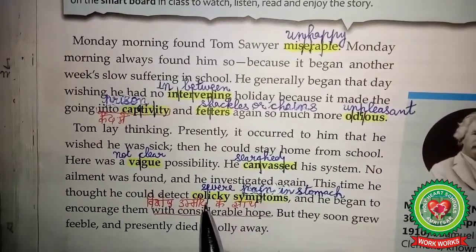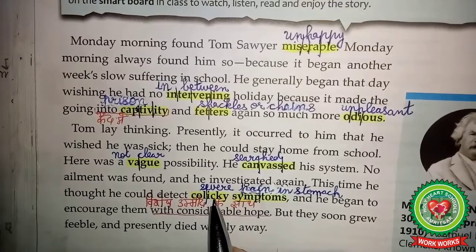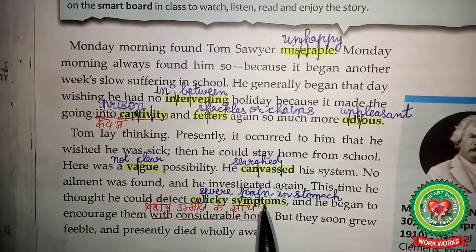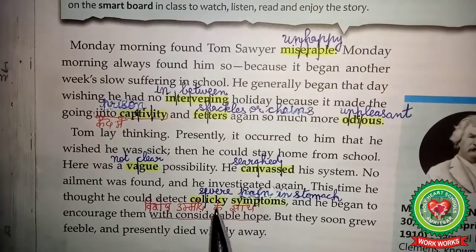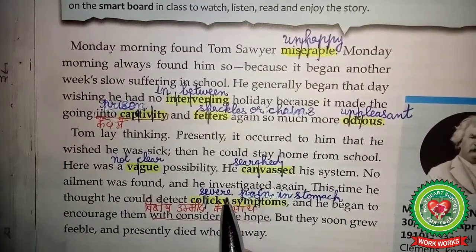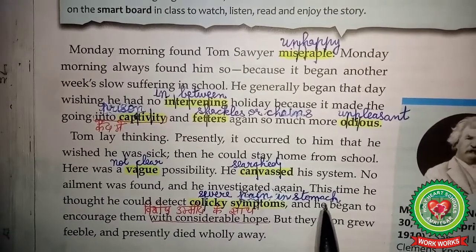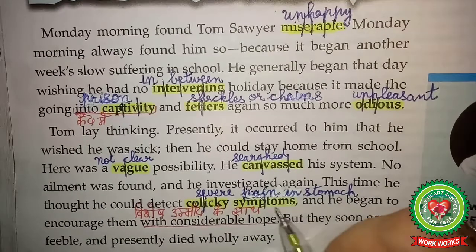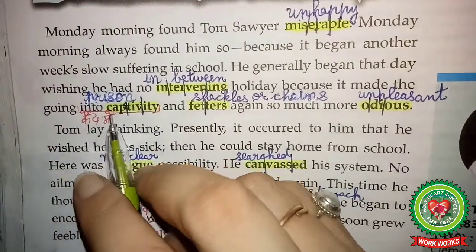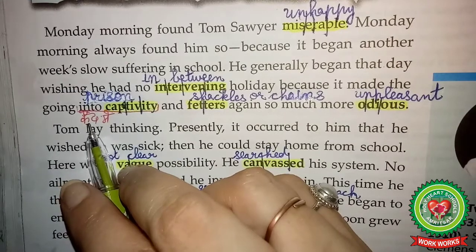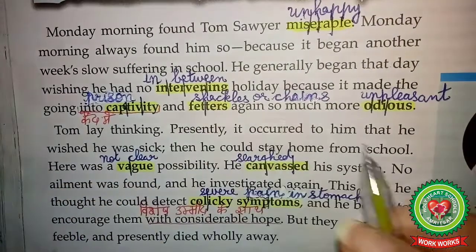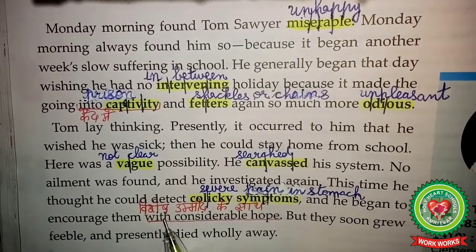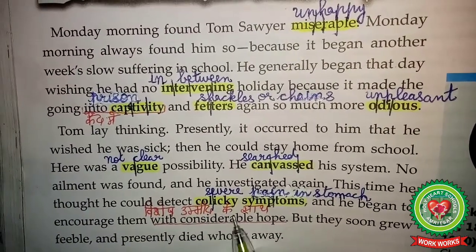Colicky symptoms. Colicky symptoms means severe pain in stomach. Let's discuss the phrases on this page. Into captivity, Kaid mein. Next phrase is with considerable hope, Vishesh ummeed ke saath.